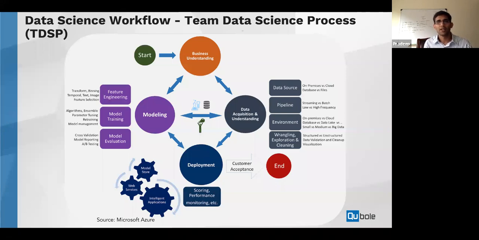And again, this is an extremely iterative process. One team can work on data acquisition and the data science team can work on modeling in parallel. So it's an extremely iterative process. You kind of jump back and forth in that circle. So it really enables a successful data science workflow.